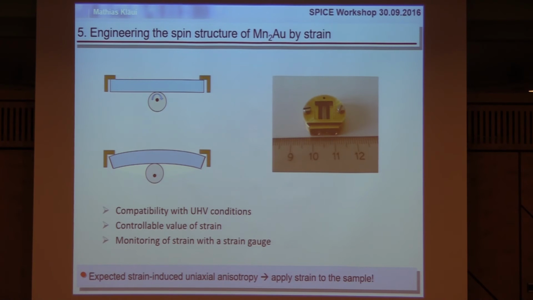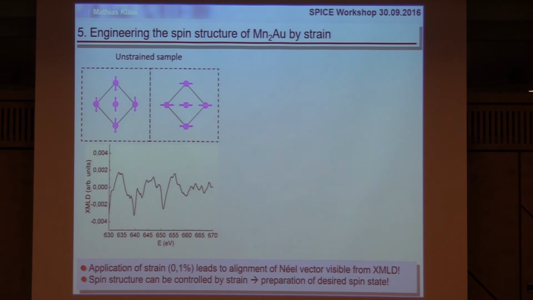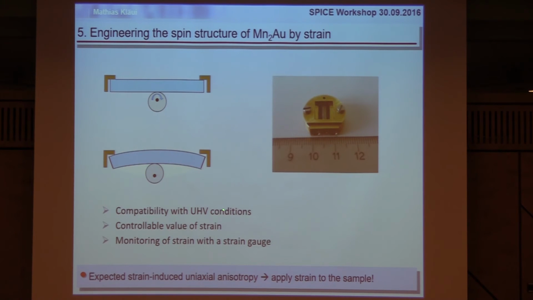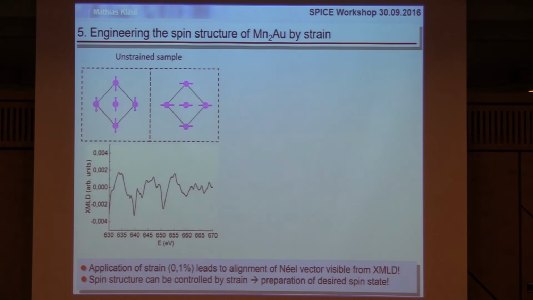So you have to be careful, but you can apply like 0.1% of strain, which for a ferromagnet yields significant changes for the anisotropy. And so that's what we did. And the nice thing also is it's compatible with UHV conditions, so you can do it really in UHV, for instance, in a synchrotron environment.